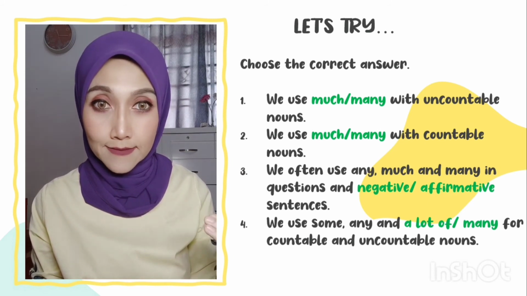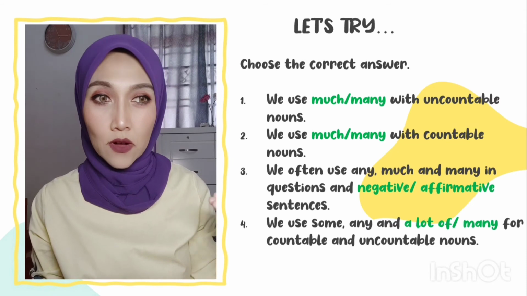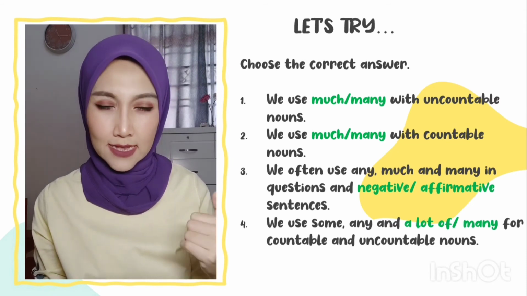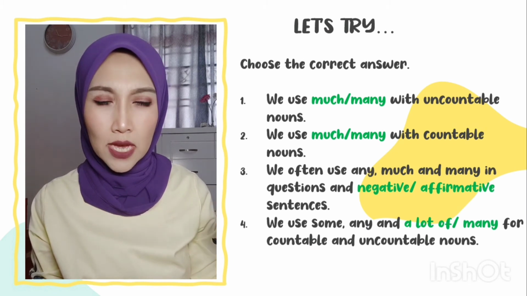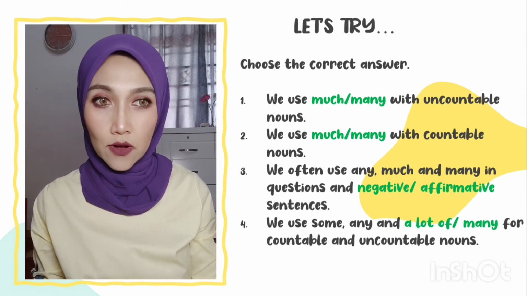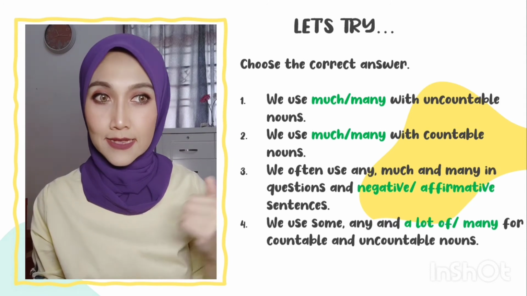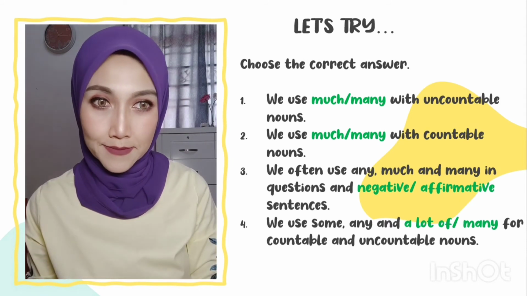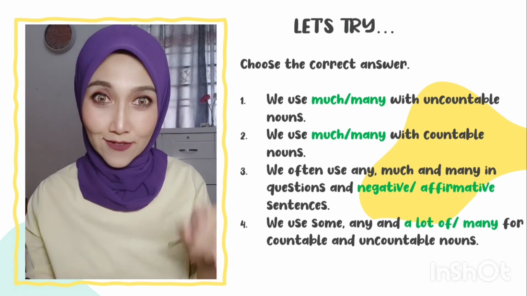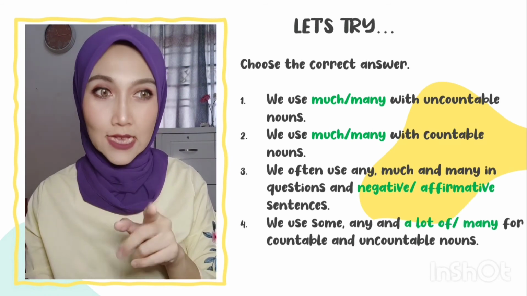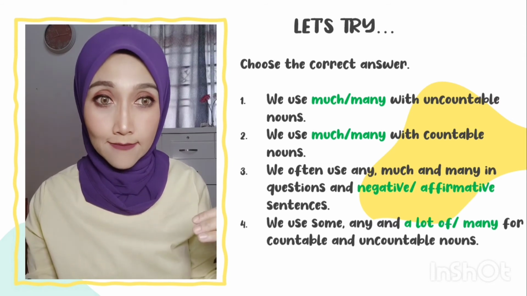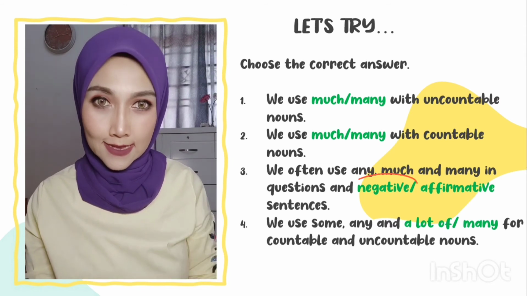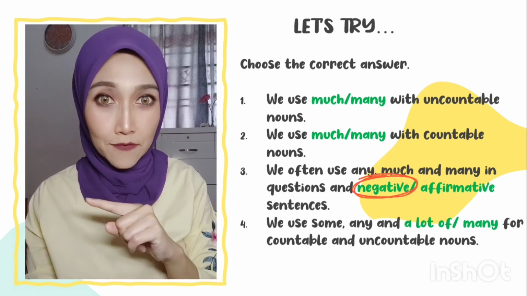Okay. Number 3. We often use any, much, and many in questions. And, okay, negative or affirmative sentences. Okay, again, we often use any, much, and many in questions, and negative or affirmative sentences. Okay, what do you think is the answer? Yes, refer to the previous slide, you will see. We often use any, much, many in questions and negative sentences. Okay, negative sentences. Refer to previous notes.